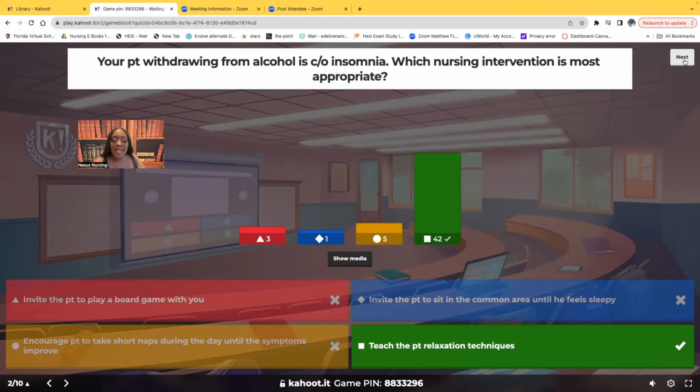Next, invite the patient to sit in the common area until they feel sleepy. You want to know what a common area is? The common area is where everybody hangs out. That's where all the stimulation is going to be. No, we're not going to do that. We're trying to decrease stimulation.